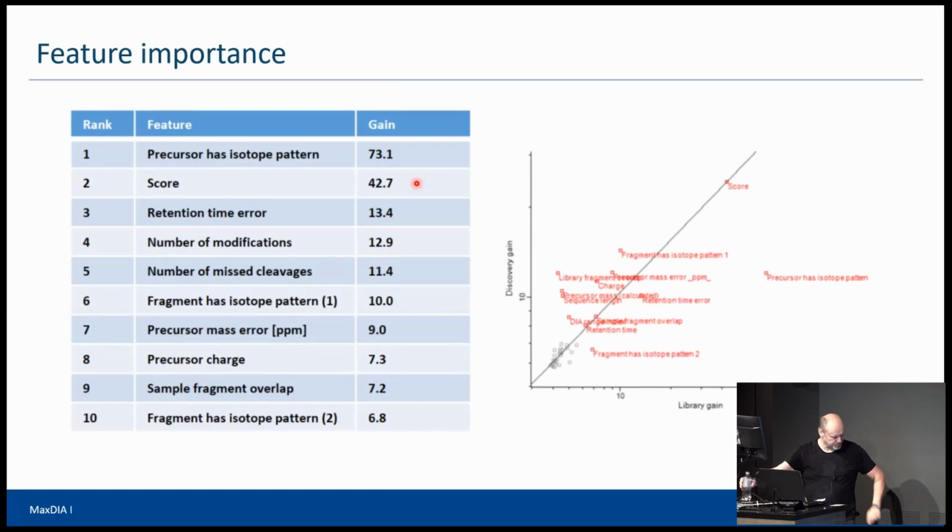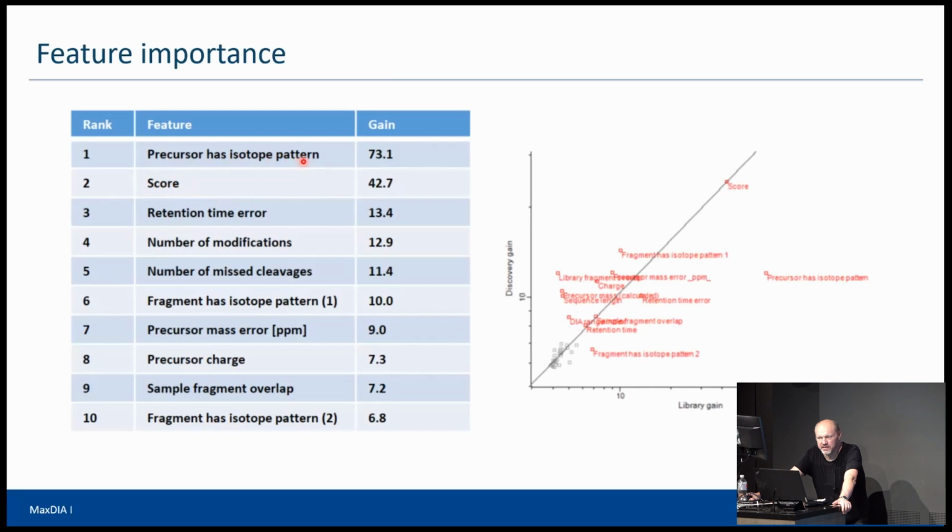What we found is that, very interestingly, the raw score that we defined before is not the most important feature, but only the second. The most important feature was whether the precursor ion has an isotope pattern or not. I was telling you before that we also look at precursors and fragments that don't have an isotope pattern. And this is the most important feature for telling if this is a good match or not.